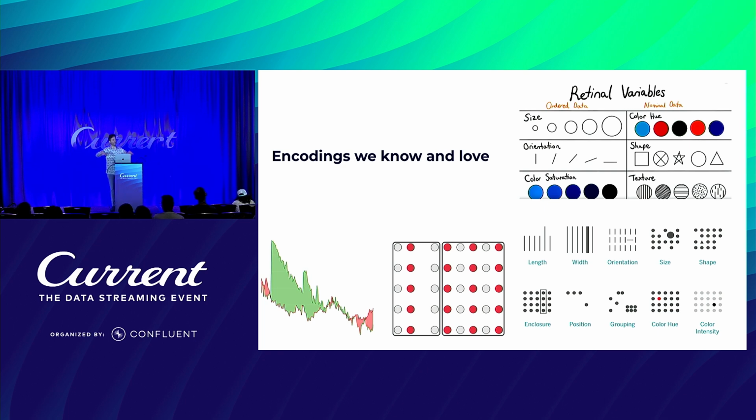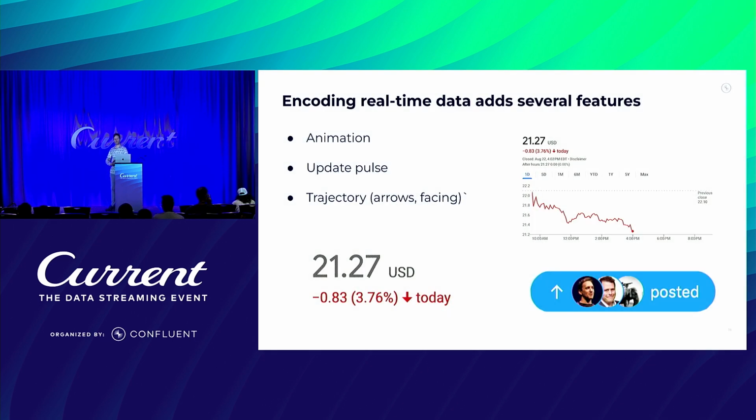There's encodings around enclosure, color, texture, shape. The stuff that we really know, length and position, we know because it works really well. And so there's another set of encodings that we, in the field of data visualization, haven't thought about very deeply, that relates much more fundamentally to data that is being updated in real time. And that's animation.